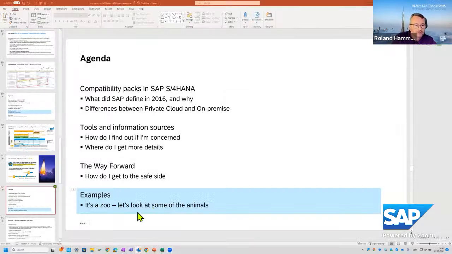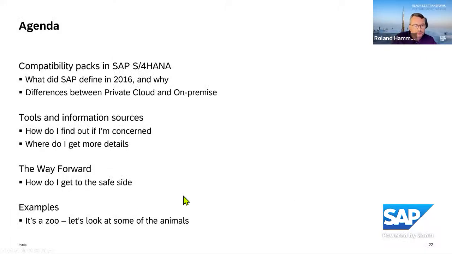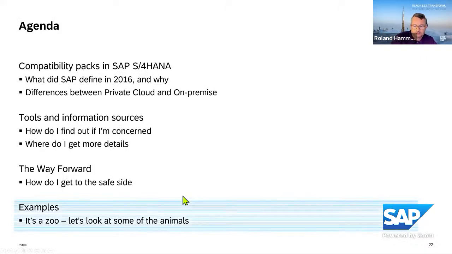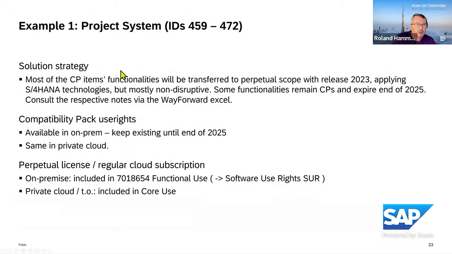Thank you. And so let's have a look into the zoo of compatible scope items. Here we have the first one. As an example, we have the project system. These are described in the compatible scope IDs 459 to 472.